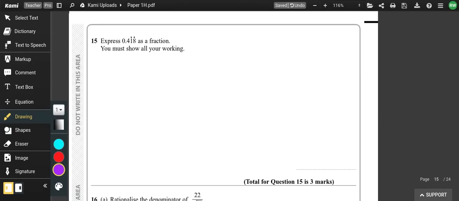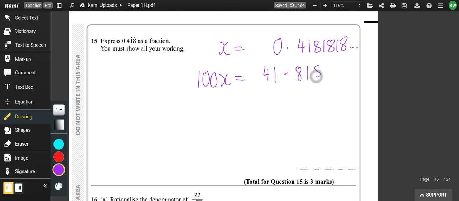Express 0.418 recurring as a fraction. So we always let x equal 0.41181818... And because we have 2 dots, we just multiply by 100. That's the kind of pattern with this. If it's 3 dots, times 1,000. Times by 100, we would have 41.8181... So when you multiply by the correct thing, the decimal places will line up, and you subtract them to clear all of these.